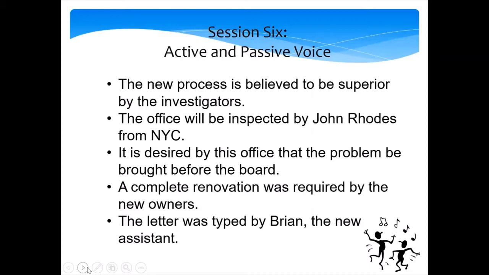Last, the letter was typed by Brian, the new assistant. We can rewrite it as Brian, the new assistant, typed the letter. So you can notice in all these sentences, when we change them to active voice, the subject always comes to the front. The word order for active voice is subject, verb, object. All right. Moving on.